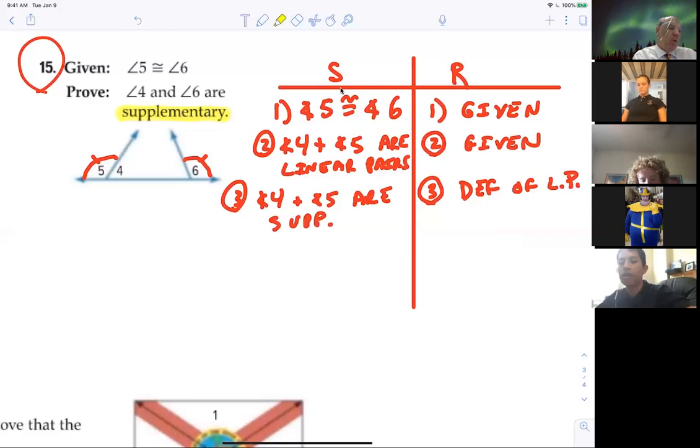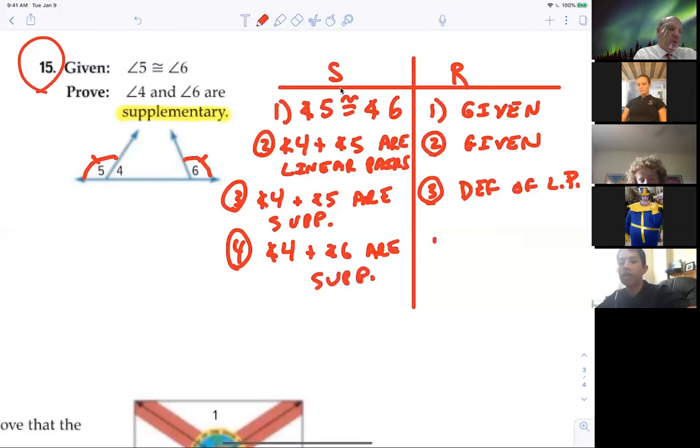So now if angle 4 and angle 5 are supplementary, and we're trying to show that 4 and 6 are supplementary, then what can I replace 5 with? 6, right? So step 4, in my opinion, it'd be real easy to say angle 4 and angle 6 are supplementary. And we could say that's just a substitution. Does that make sense? How's that read?